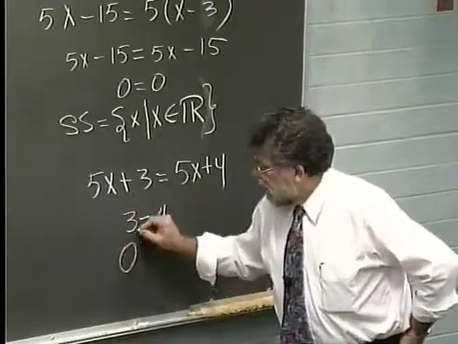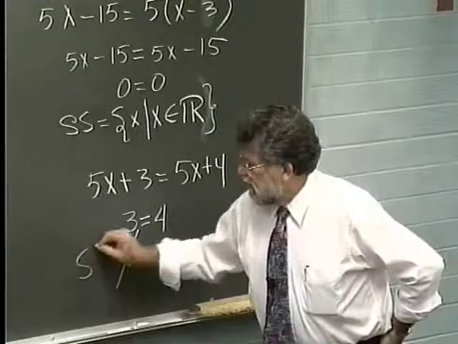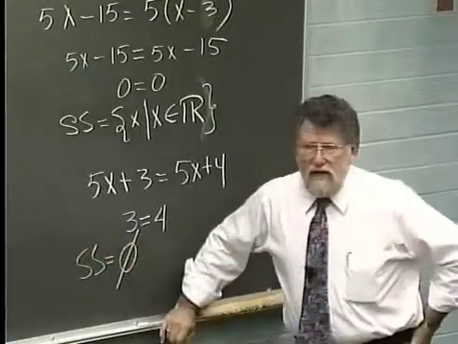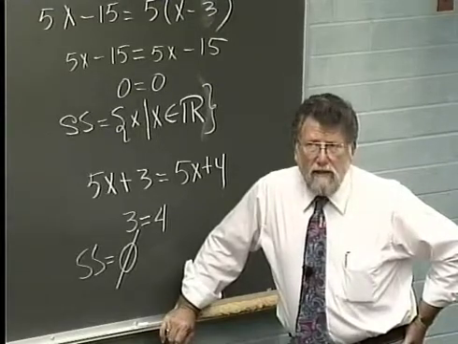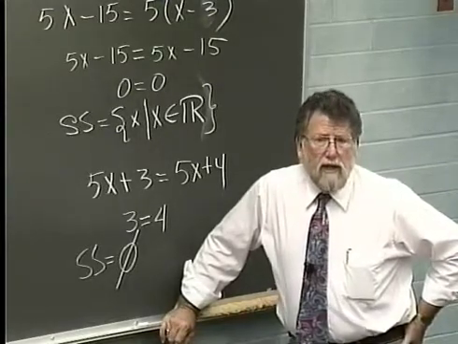So this solution set is known as the null set. There is nothing in that set. It's a 0 with a line through it, meaning the null set. That's a very important observation.